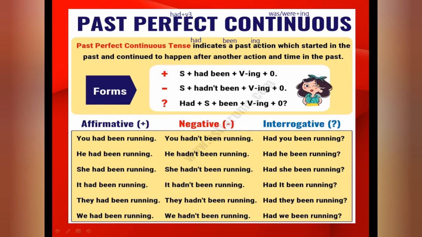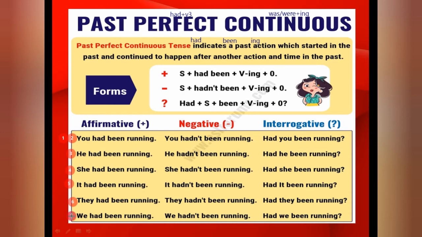Okay, as you can see in the examples, the first one: you had been running. For the negative, you hadn't been running, had you been? Now you can see here, you is plural, he is singular. With both of them we have to put had. He had been running, he hadn't been, had he. She had been, she hadn't been, had she. It had been, it hadn't been, had it been. They had been, they hadn't been, had they been. And the last one, we had been, we hadn't been, had we been.